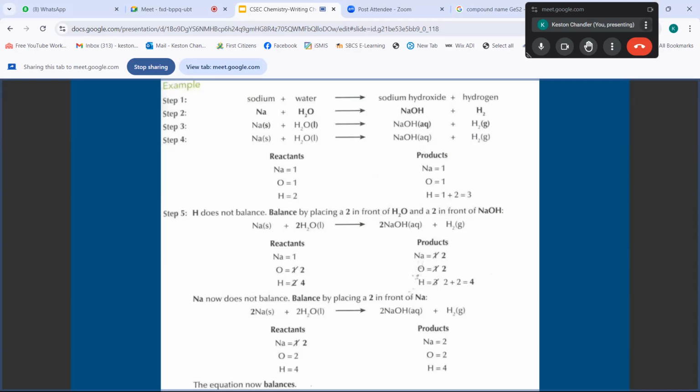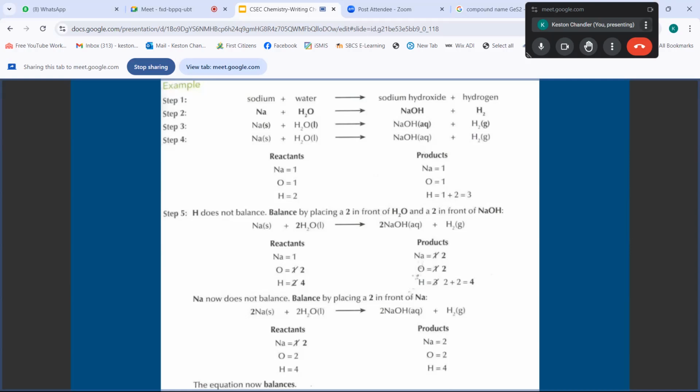So writing our state symbols, the next thing that we need to do is check to make sure that after we write in the state symbols, step 4, we have the same number of atoms in reactants and products. So on the left-hand side, we check each element. We have 1 sodium, 2 hydrogen, and 1 oxygen. And then we check on the product side, 1 sodium, 1 oxygen, and we have 3 hydrogen. So we have 1 more hydrogen than needed on the reactant side.